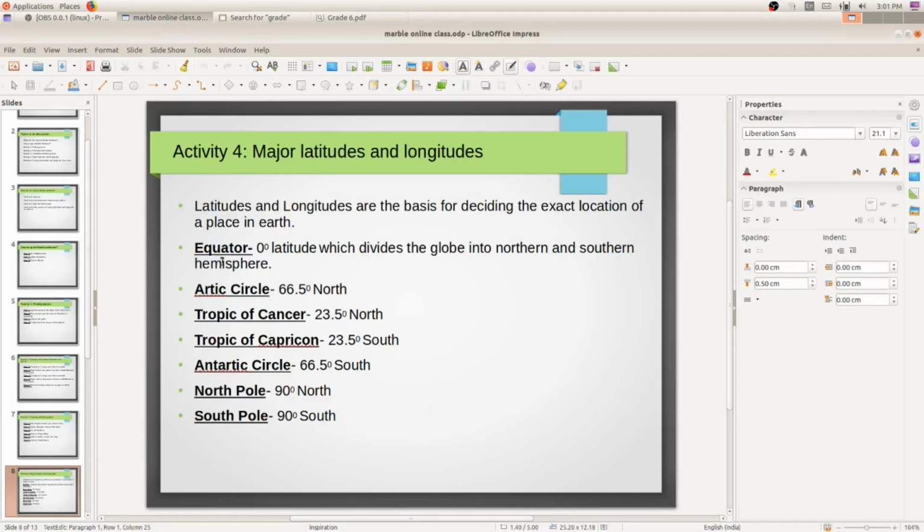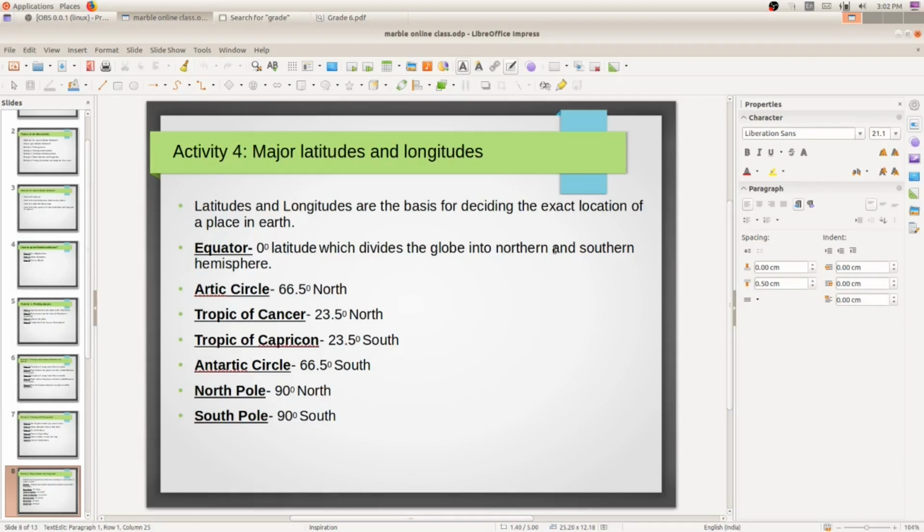I will explain each one by one, then it will be very clear for you. This is only for your information. You may have already studied this in your social science class, but I am taking you through it for better understanding and information. So what do you mean by an equator? Where can you find the equator on your globe? Yes, at the middle of the globe. So I have written here 0 degree latitude, which divides the globe into two parts.